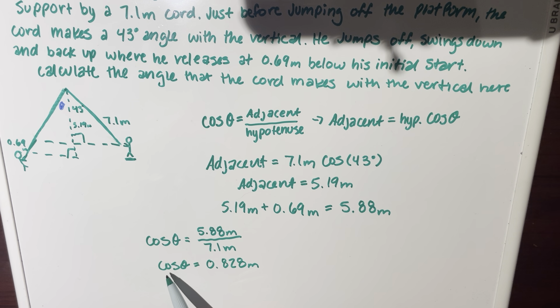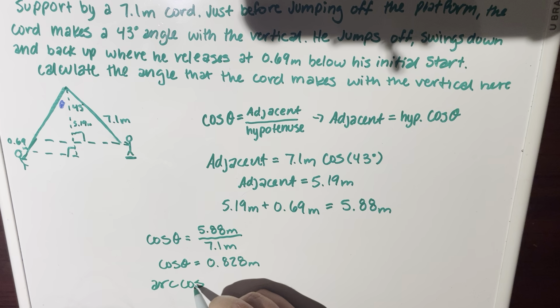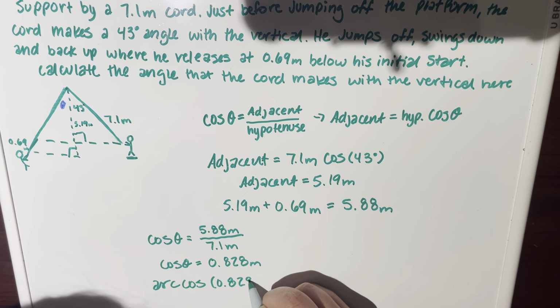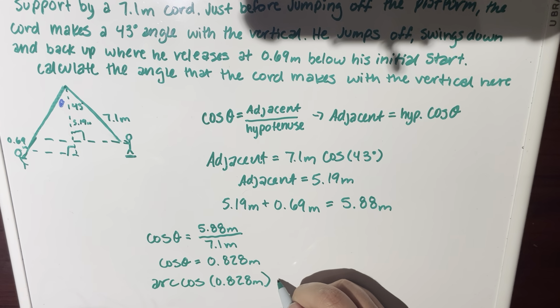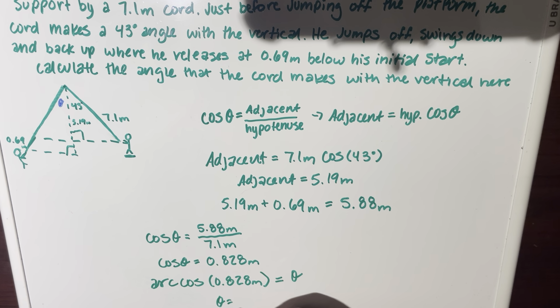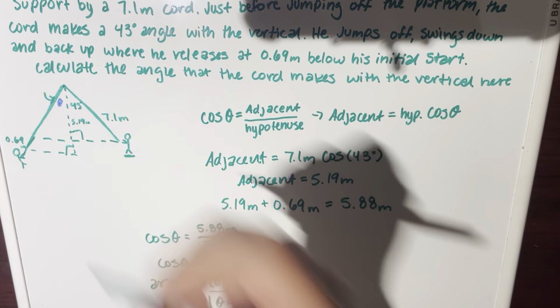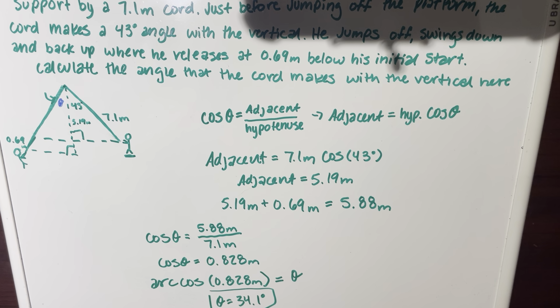Now from the last problem with the tangent, it's going to be similar. We know that if cosine theta equals something, arc cosine of something equals theta. So we have 0.828, which is going to give us theta, and theta is going to equal 34.1 degrees. And that's going to be our answer for that angle there. Thank you.